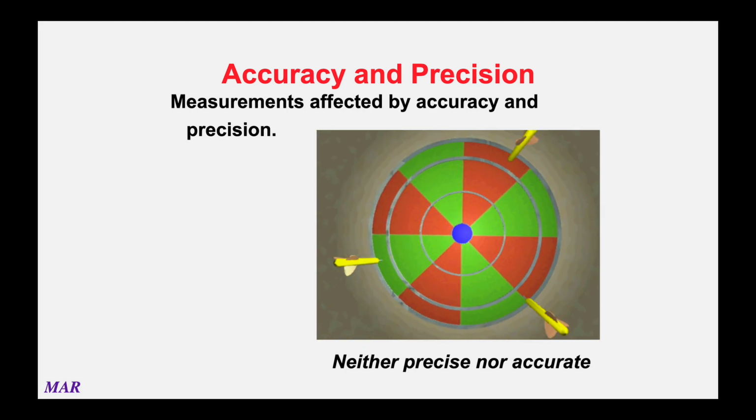And this time, you throw the darts and, man, you can't hit the side of a barn. The darts are all over the place. They're not close together. You don't have good precision. They weren't tight together like they were before. And they're not even close to the blue dot. You don't have good accuracy either.